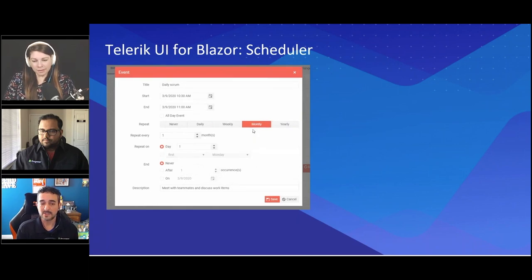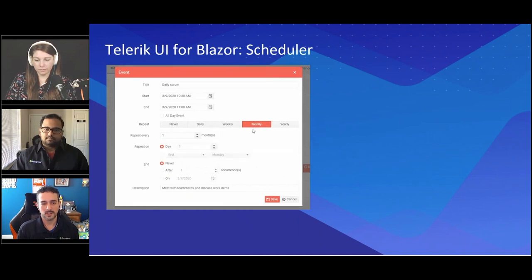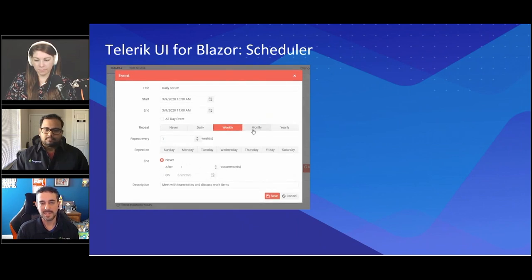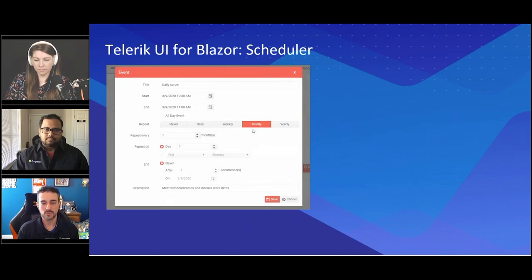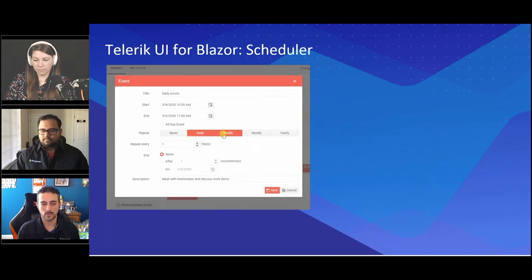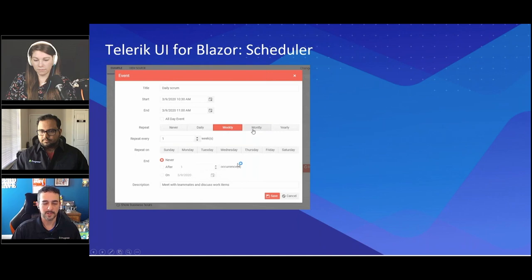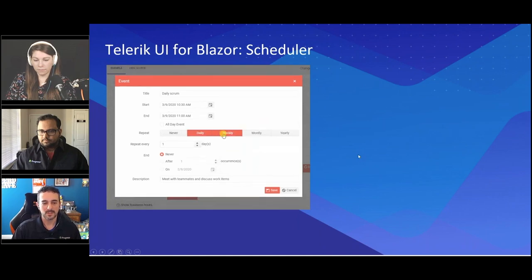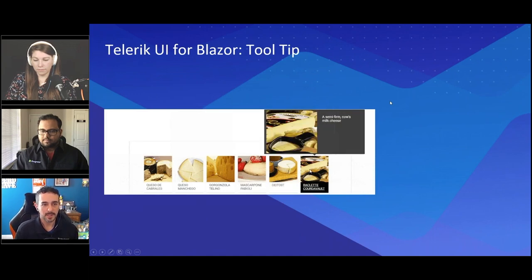Our scheduler's been enhanced in this release as well. So you'll see a lot of new updates around the scheduler. We have repeating schedule items as part of this release. So you can choose the schedule on how you'd like that schedule item to repeat, whether it's weekly or monthly, and then choose the options that are appropriate for that time frame. And you get a nice data object back with those time spans in it.